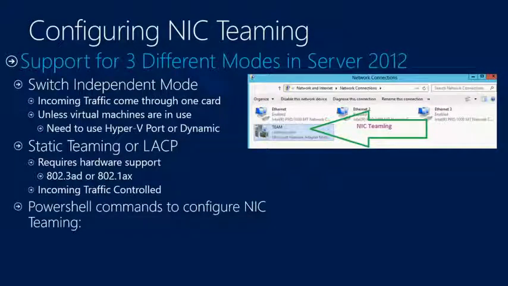So with switch independent, basically, the incoming traffic comes through one card, and all the network adapters are connected to a different switch, providing just the path to talk to that switch on its own. There's no aggregation of information. And you usually have to use the Hyper-V port or the dynamic port to be able to do that. But basically, when you do the NIC teaming, you end up with an aggregated team that manages the network communication across that one virtual team device.